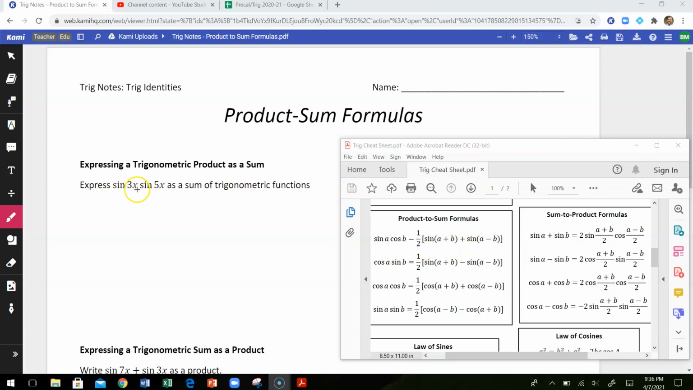So in this first example we have sine of 3x times sine of 5x. We want to rewrite this as a sum. So I'm going to find my pattern here. We're going from a product to a sum, and I have sine times sine. So it's going to be this last one. And it says that we're going to do 1/2 of cosine of a minus b minus cosine of a plus b. So our a is 3x, our b is 5x. That's what it's in place of a and b here. We're going to do a minus b and then a plus b.